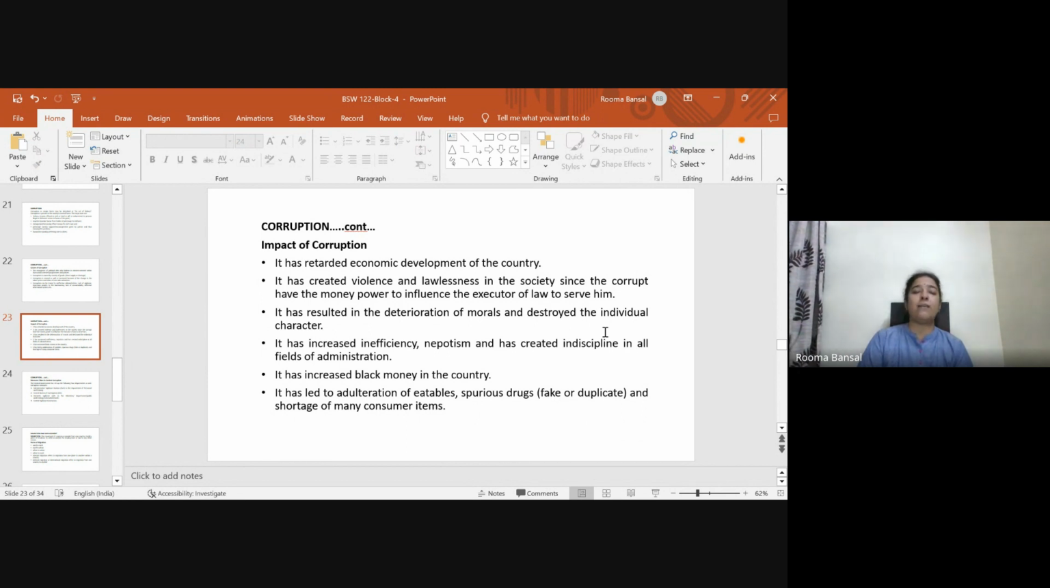It means n number of things which are directly related to our basic necessities. There is a shortage of these goods and items. These are the main result of corruption.